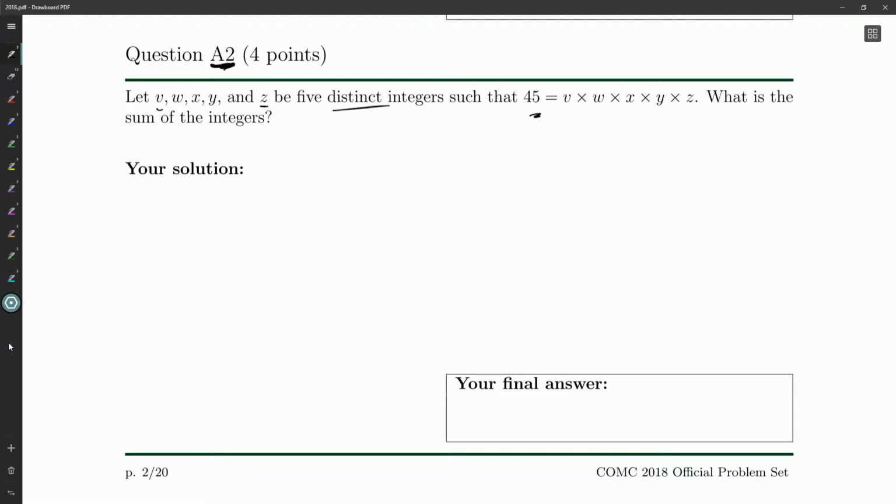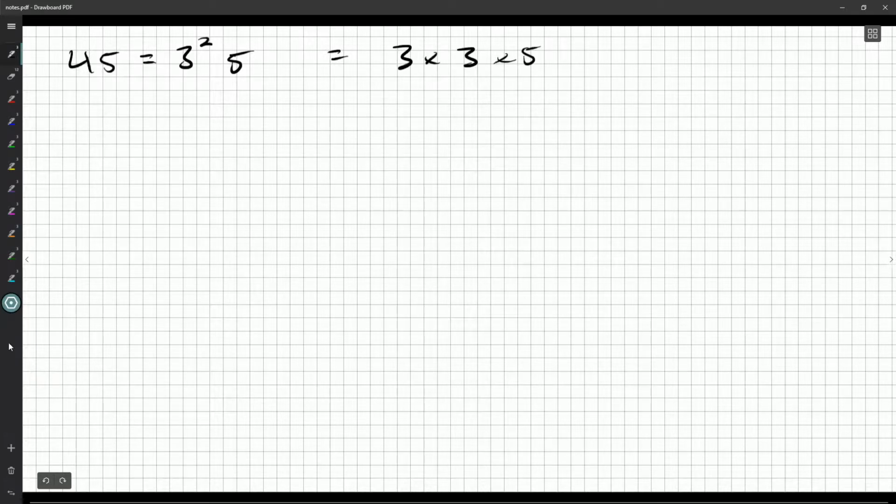That's kind of interesting. Distinct integers and they multiply to 45, except if I look at 45, just breaking it up into primes, you'll get 3 squared times 5. So we could do 3 times 3 times 5, but first of all, that's using a duplicate 3. I've got two 3's going on here, and this is only 3 things multiplying to 45. Now, you can always multiply by 1, but I can't keep multiplying by 1 just to get 5 things, because then I've got too many 1's.